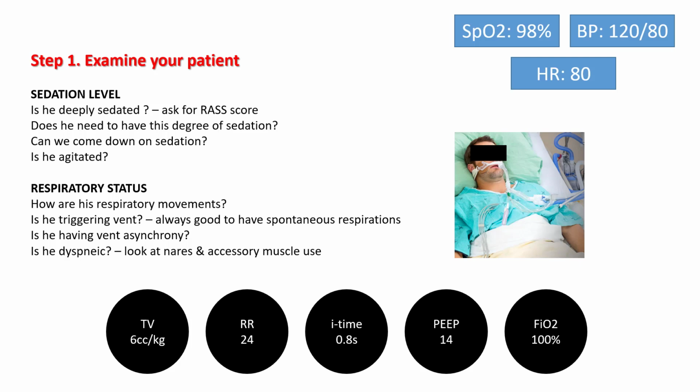The second thing I look at is his respiratory status and how his respiratory movements are. Is he triggering the ventilator? It's always good for the patient to have some spontaneous respirations. The other thing you look at is, is there any vent asynchrony? Thirdly, I look at his respiratory pattern. Is he dyspneic? Is he using his accessory muscles? Is he flaring his nose? These patients are in severe respiratory distress despite the sedation level that you are giving them.